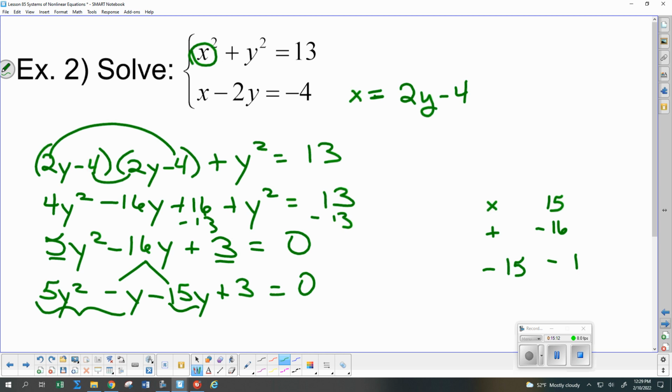And now remember, we had to do the factoring by grouping. So Ethan, what's my GCF of 5y squared minus y? And then that will leave what? And then I need to look at the minus 15y plus 3, and I am going to try to figure out what its GCF would be. Leah, what's the GCF of those?